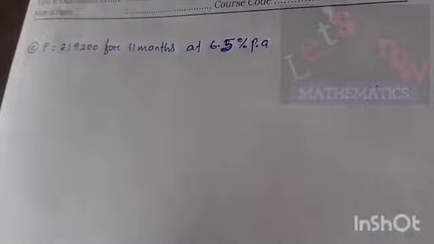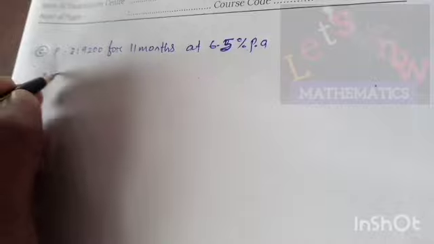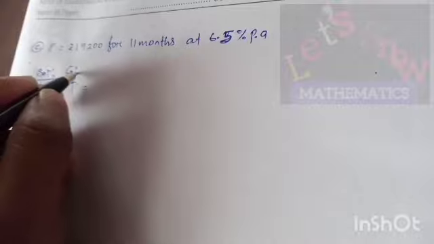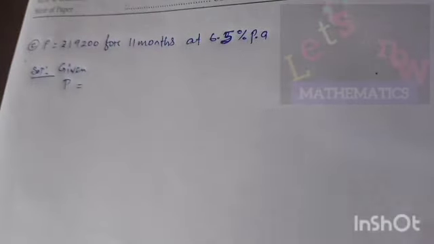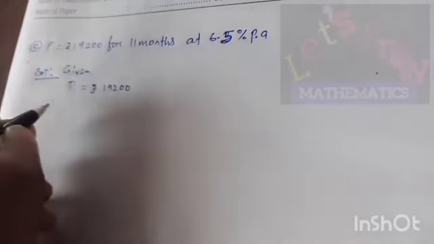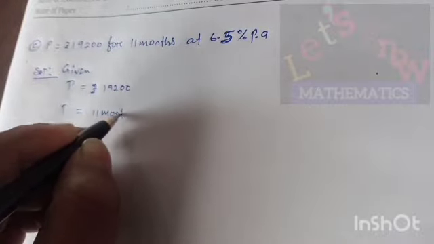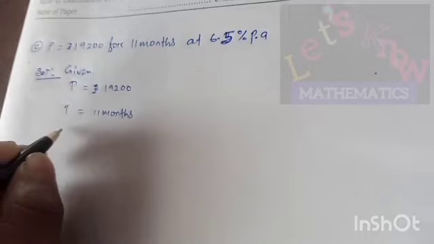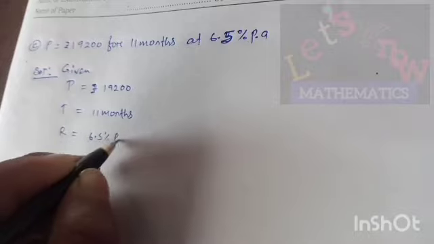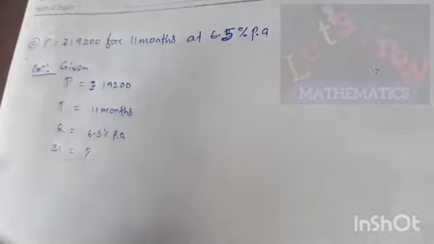Thank you. See, number 6 is also a little bit different from here, so I'm going to do this one also. P is equal to how much is given? The principal amount P is given as rupees 19,200. Then time is given how much? 11 months. And the rate of interest is given how much? 6.5% per annum. So SI we are required to find.